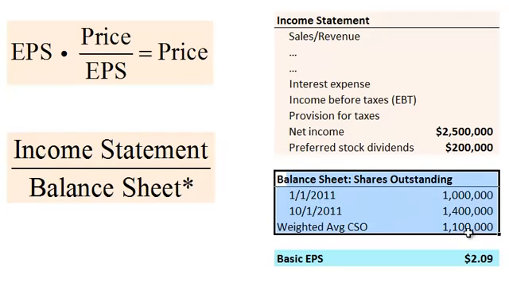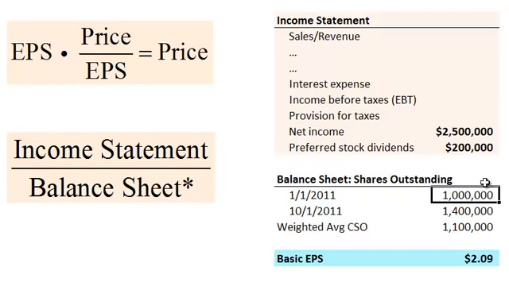In terms of the balance sheet here, just a quick assumption that the company started the year with 1 million common shares outstanding, and then on October 1st, issued an additional 400,000 shares. Maybe they raised some additional capital from equity shareholders. And so on October 1st, the common shares grew to 1.4 million.